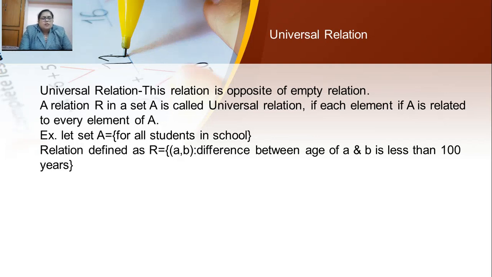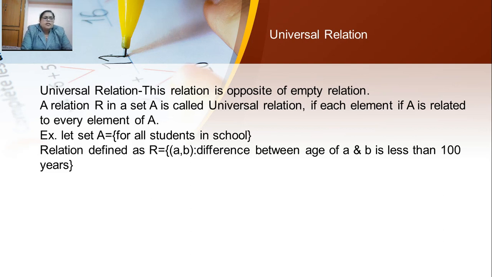Now we learn about universal relation. This relation is the opposite of empty relation. A relation R in a set A is called a universal relation if each element of A is related to every element of A. It means this relation is true for every element of A.